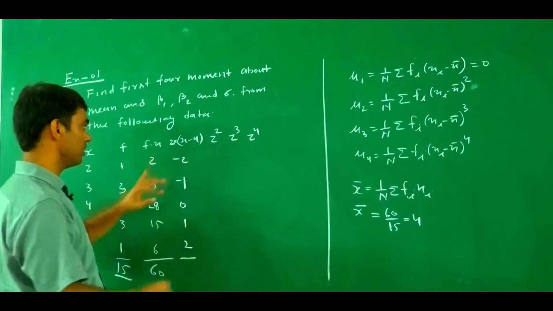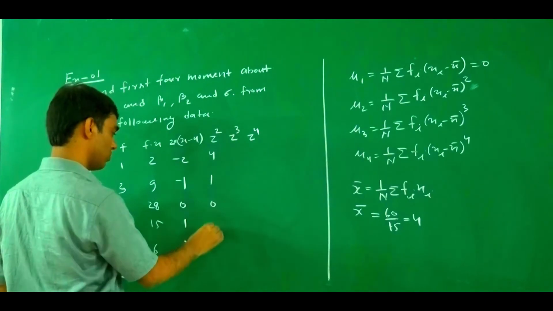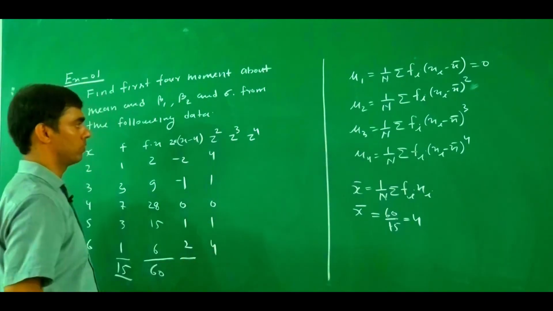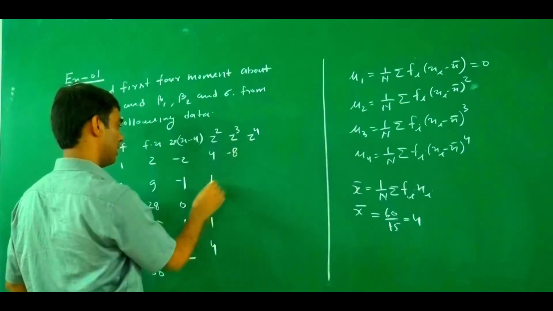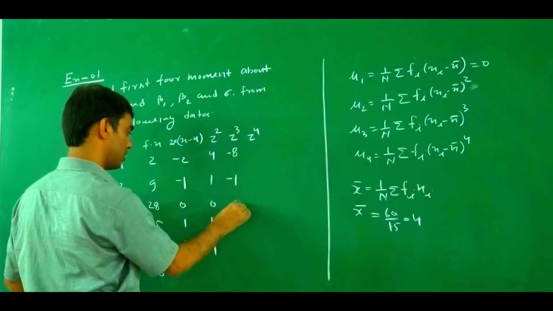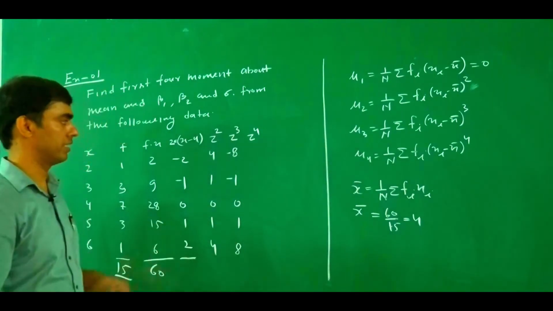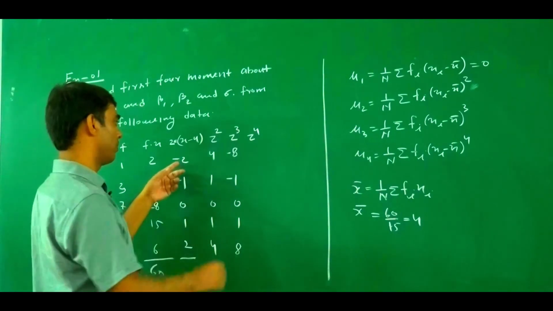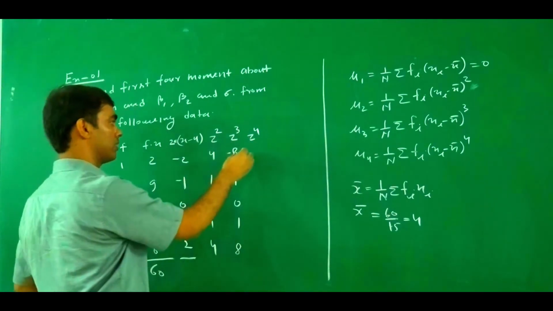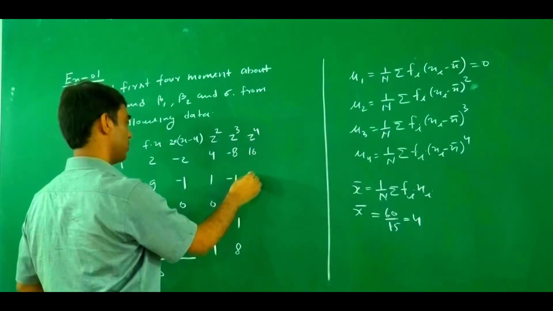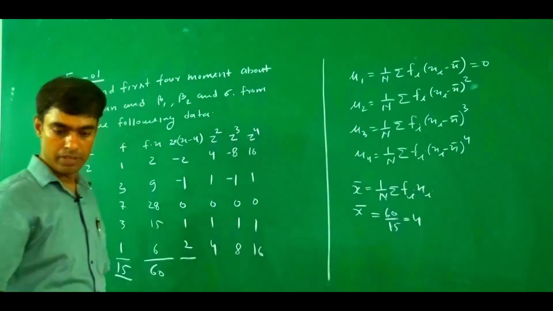The square of these values is 4, 1, 0, 1, and 4. The cube is minus 8, minus 1, 0, 1, and plus 8. And the power of 4 of these is 16, 1, 0, 1, 16. So this is z to power 4.